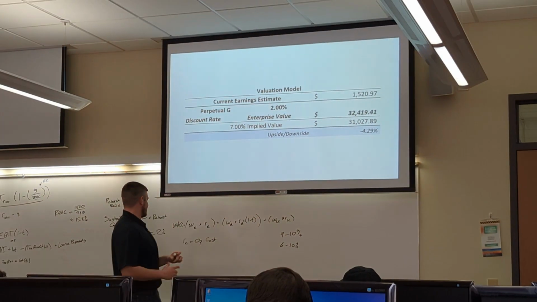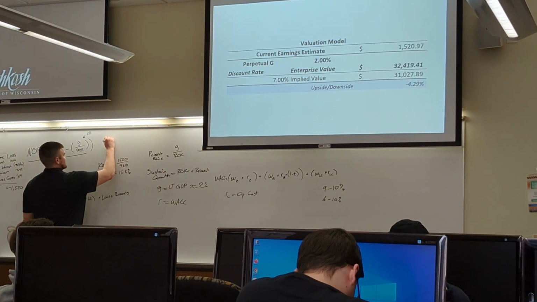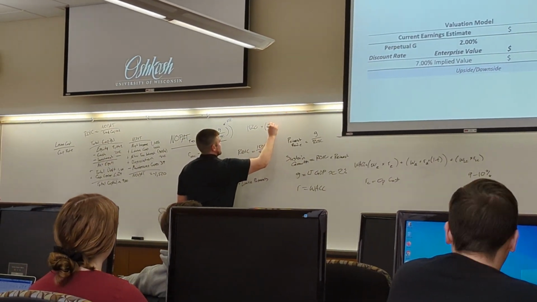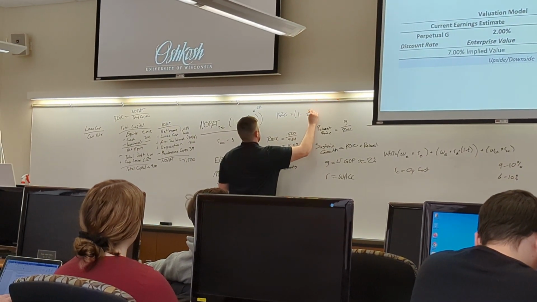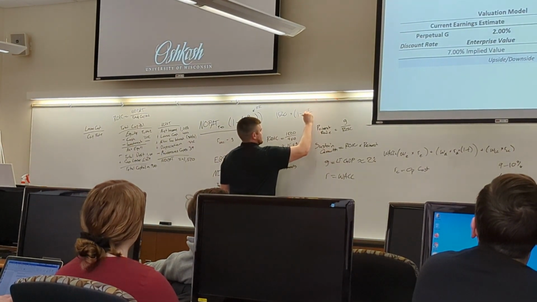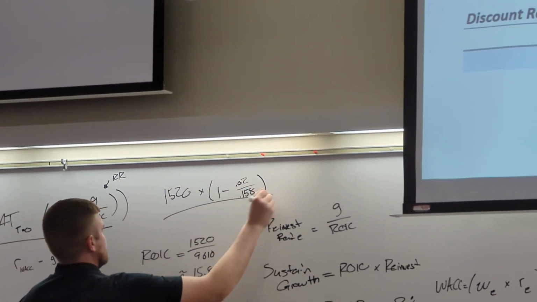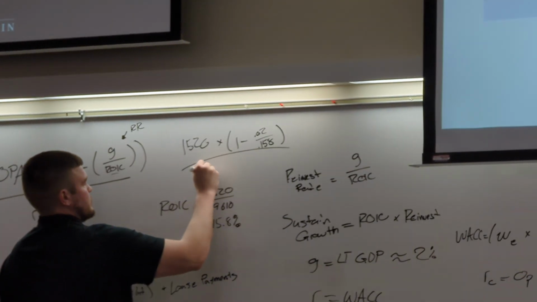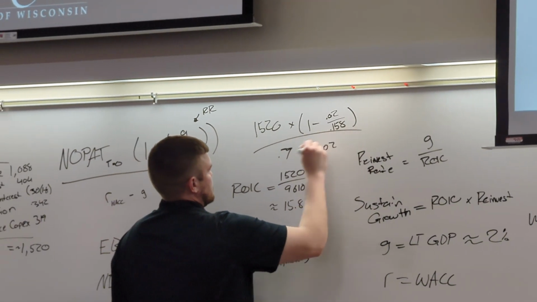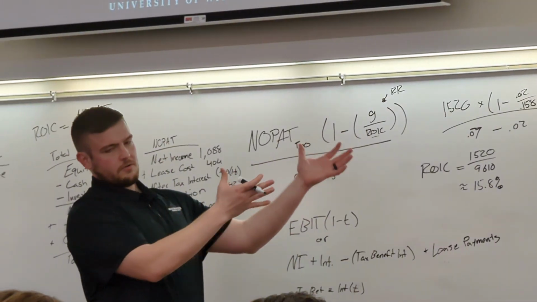Apologies for not having it in the same format of the model, but essentially, it's million times 1 minus 2 over 7 minus 0.2. Generally, it'll get you right there.